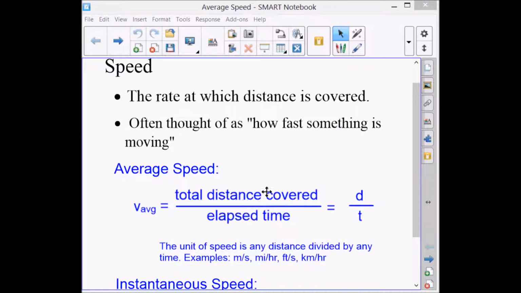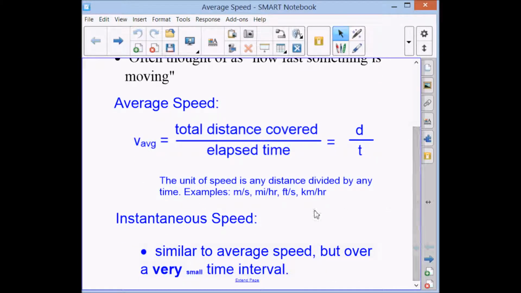Okay, so average speed is really how fast you're going over a large distance and over a large time. But if you really want to start thinking about how fast you're going at a moment in time, then we use the concept of instantaneous speed. And really it's similar to average speed in thought, but it's just over a very small time interval.